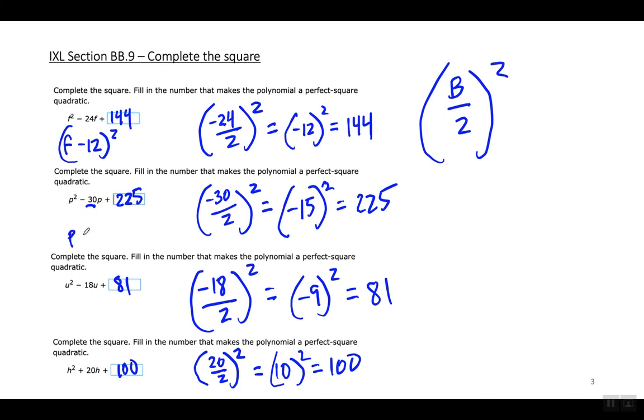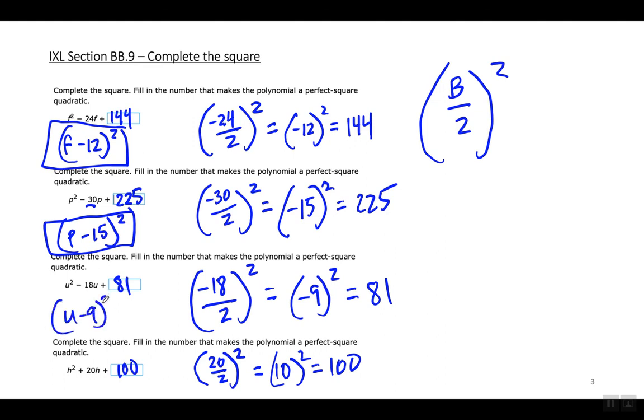All right, this one would be this. If you factor it, let me circle it. This one would be that. And the last one would be h plus 10 to the second power. They all give us a perfect square quadratic, a quadratic expression that when you factor it, gives you a perfect square.